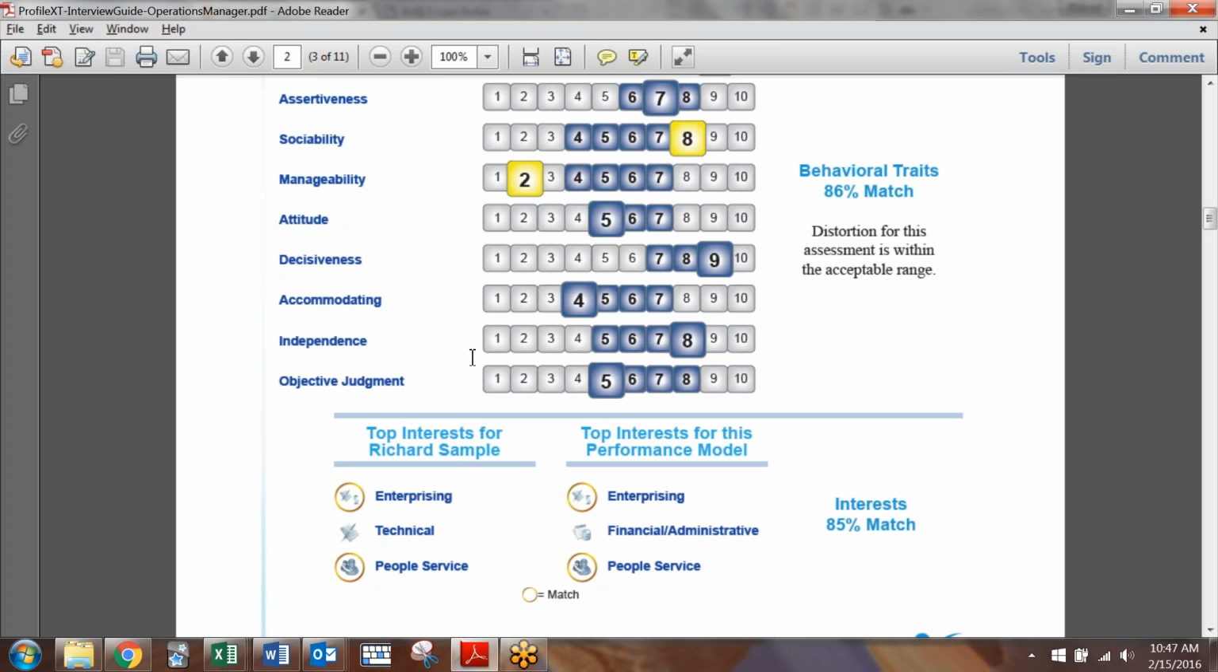And then financial administrative is also relatively straightforward. So this isn't so much the skill again, but it's the interests of individuals. A person who may be very skilled at financial administrative but just doesn't like doing that sort of work may not have this as an interest. And then you've got creativity, which is not represented here because it's not one of the top interests for the individual or this role.